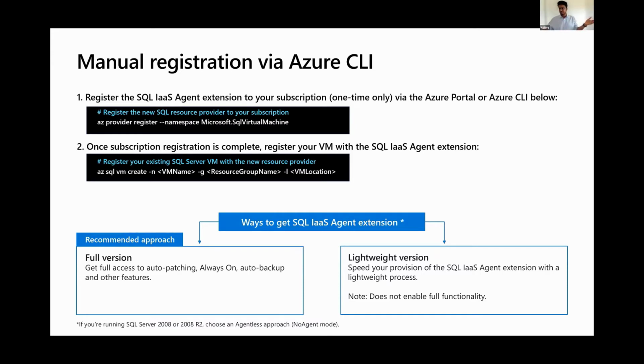There is the full version. Once you deploy the lightweight version, you might need to change it to the full version. That full version comes with all these bells and whistles that I mentioned: automated backup, security patching, the security center, all that. So that's pretty much what the SQL Server IaaS Agent Extension is, theoretically. Let's see it in action.